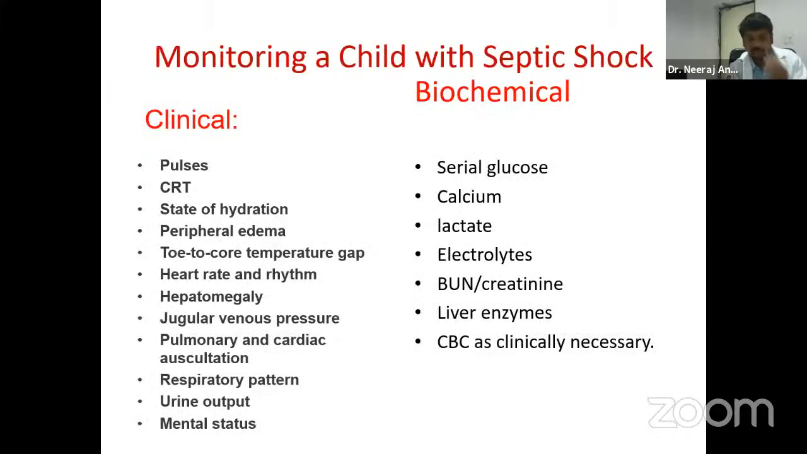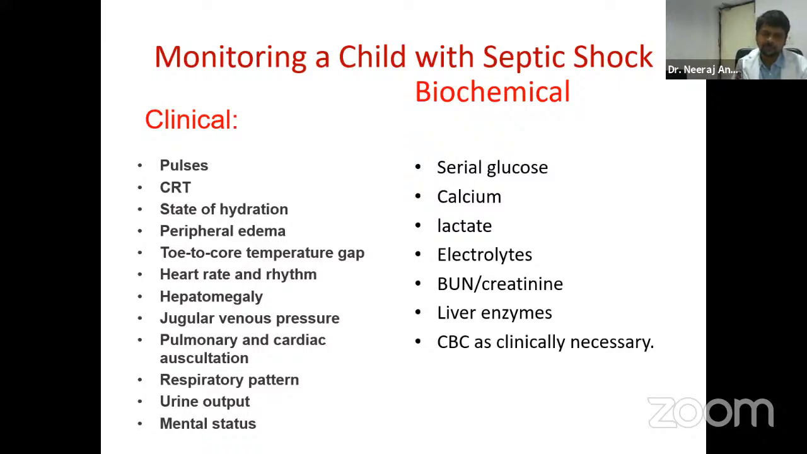Monitoring a child with septic shock: the clinical parameters that we have to look for in a patient of shock are pulses, capillary refill time, state of hydration, peripheral edema, hepatomegaly. These are to look for any signs of fluid overload. Also toe to core temperature gap, heart rate and rhythm, and jugular venous pressure. Jugular venous pressure is raised in case of fluid overload or cardiogenic shock.